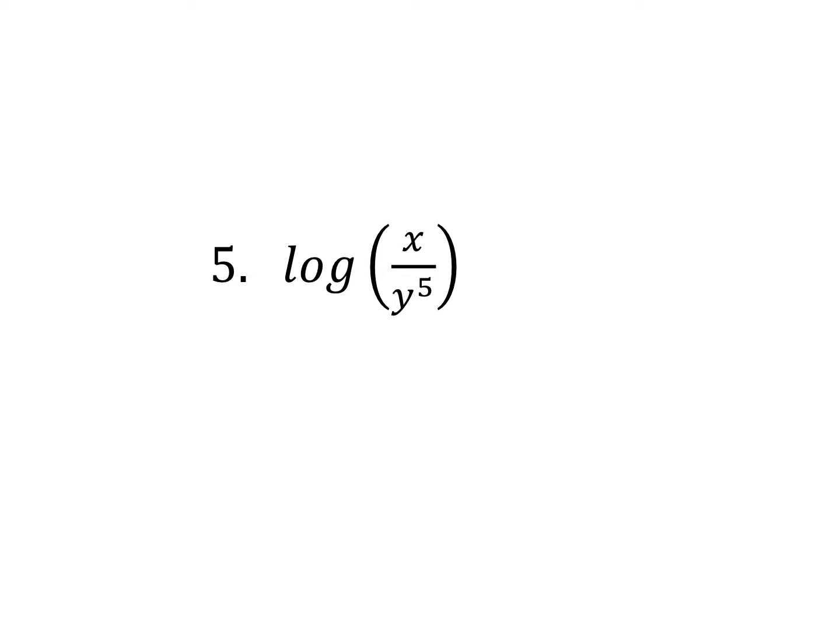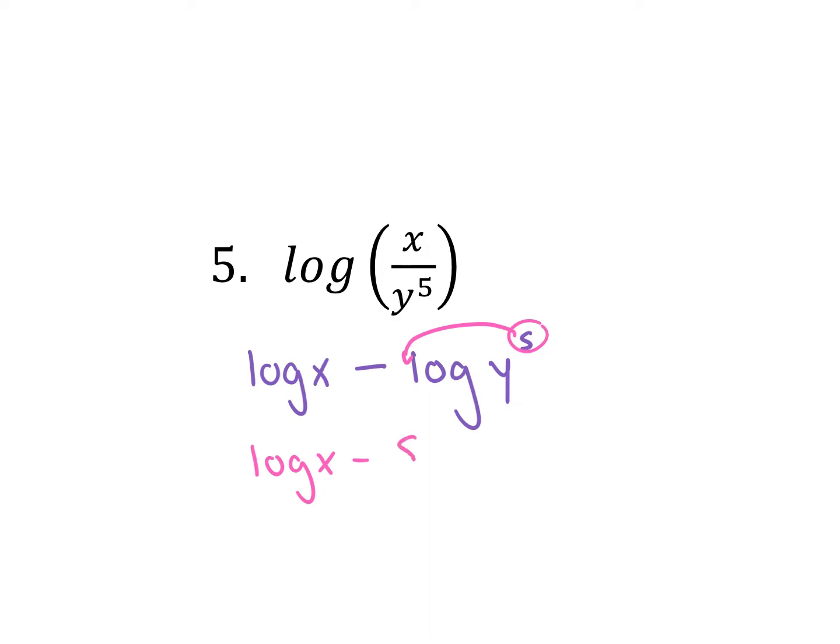So here I'm dividing. So how would I expand this? Subtraction. So I'd have log of x minus, and every time we break it apart, it needs its own log. So log of y to the 5th power. And what else do I need to do? Move the 5. So that 5 is my exponent, and it just goes right in front of the log that it's attached to. So this would be log of x minus 5 log y.